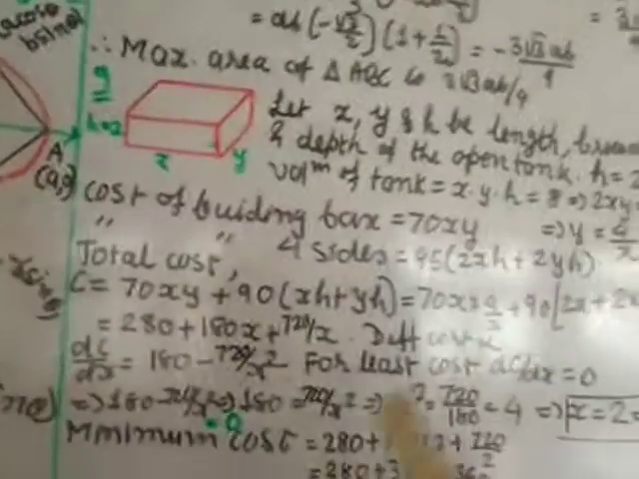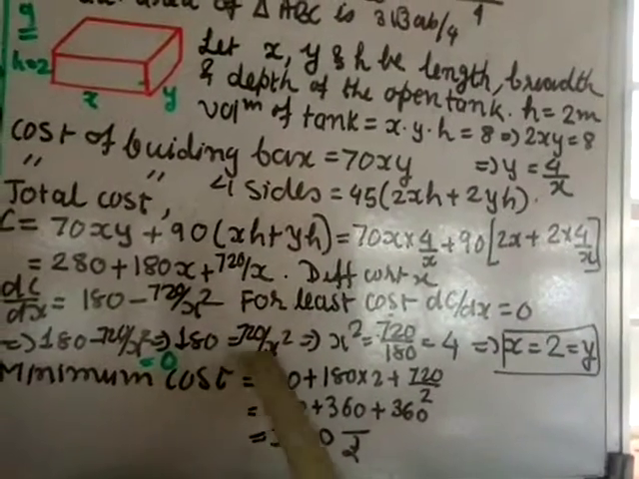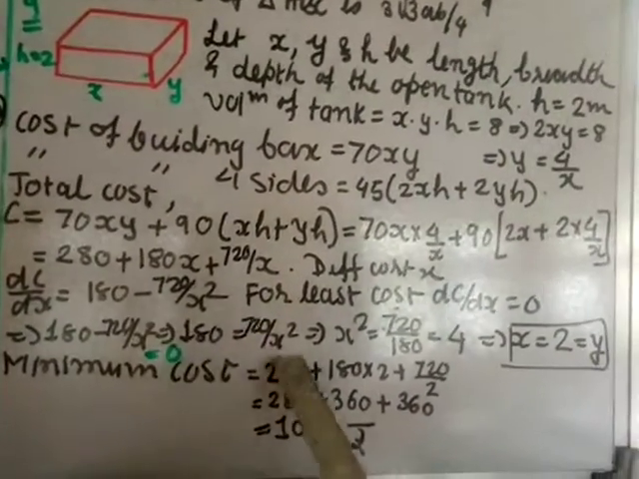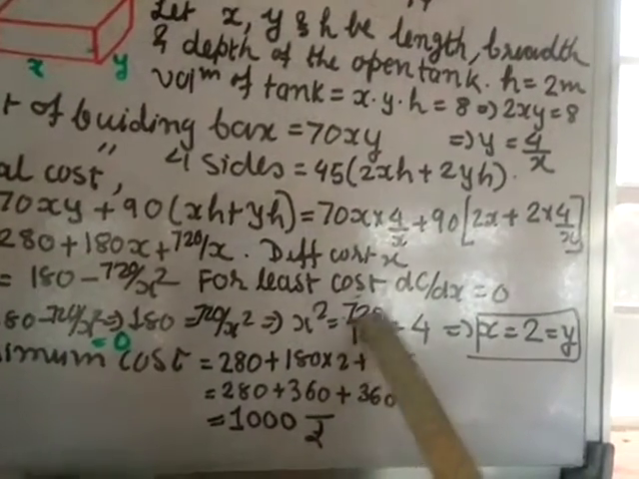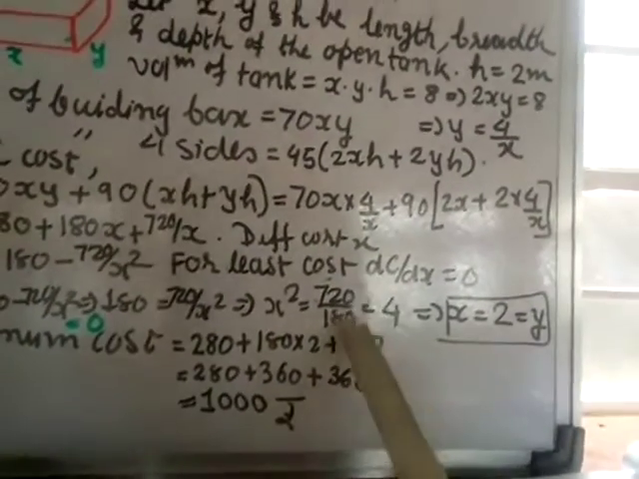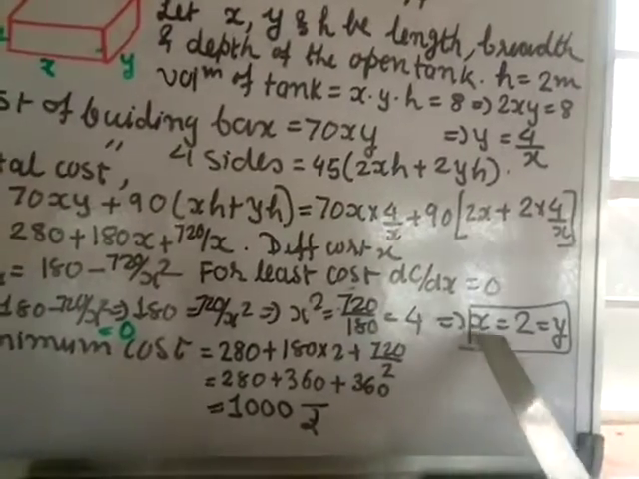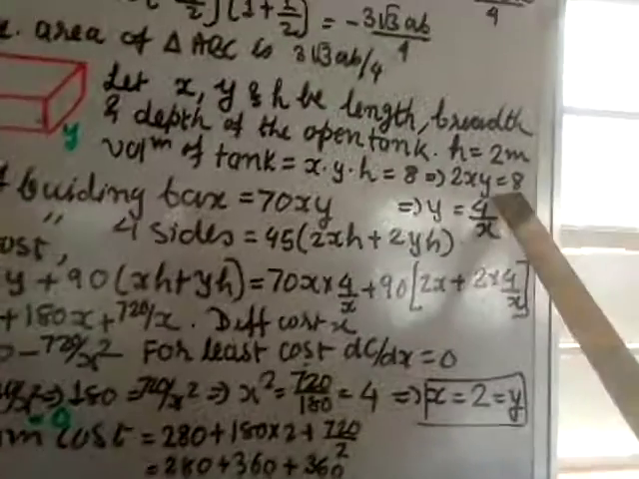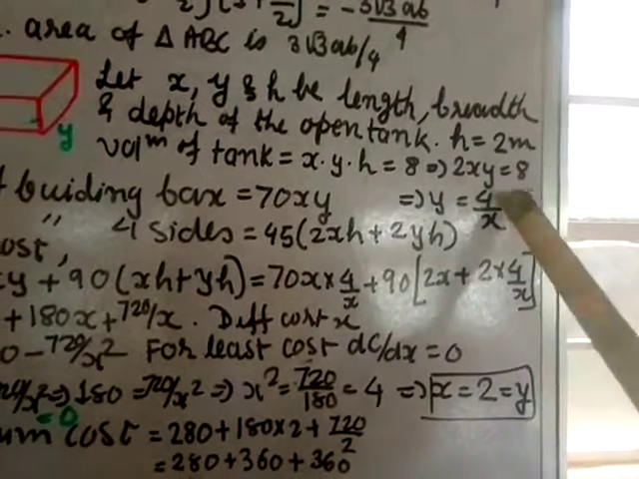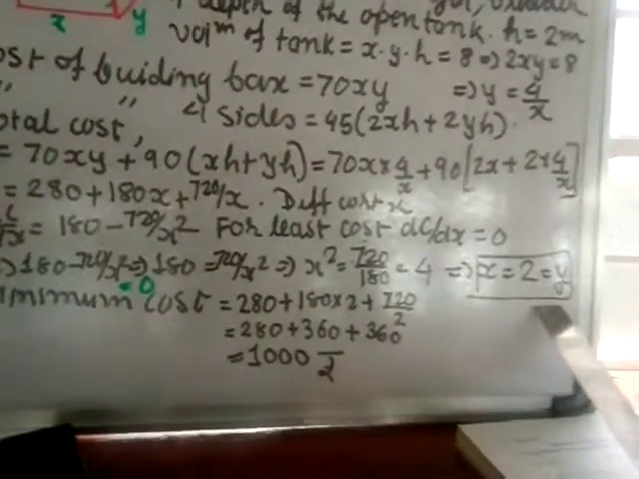Then transfer the x square and the 180, so x square is equal to 720 divided by 180, which is 4. Take the square root, so x is equal to 2. And if you put x here in 4 by x, 4 by 2 means 2. So x and y will both be 2.